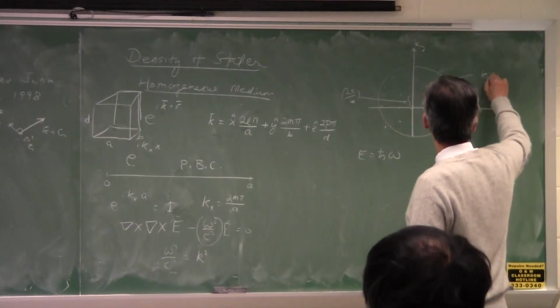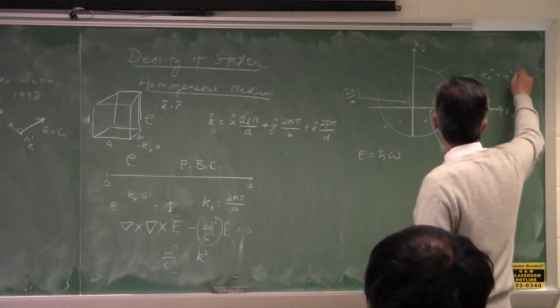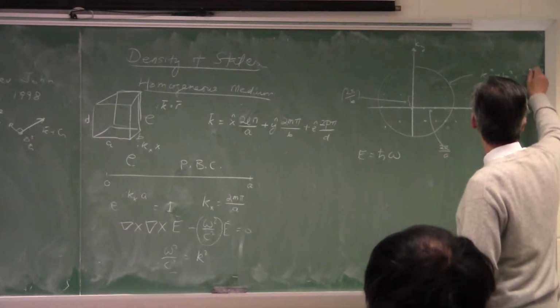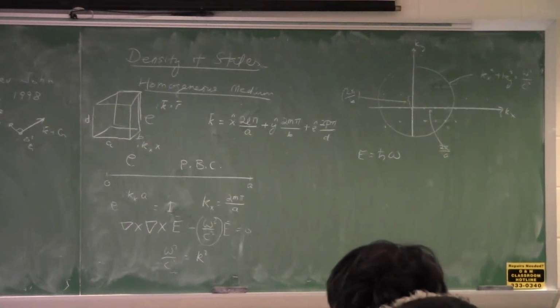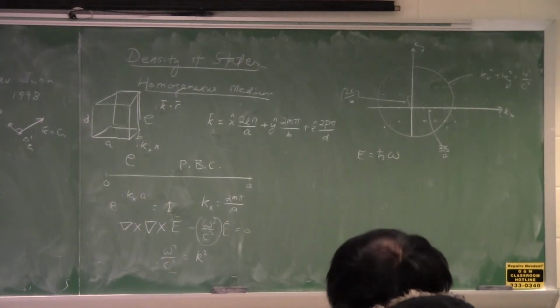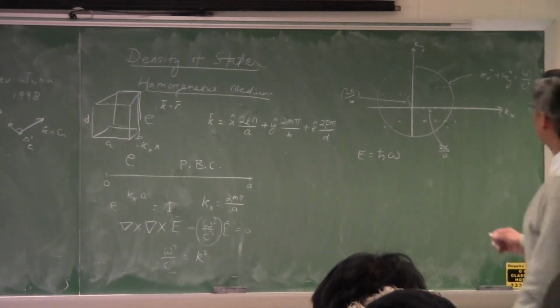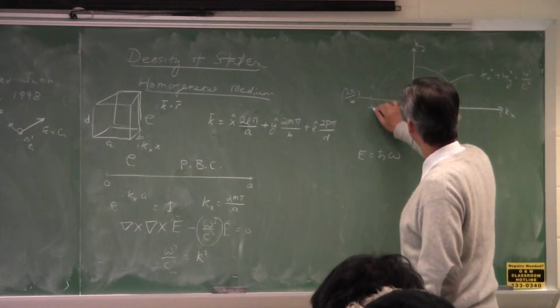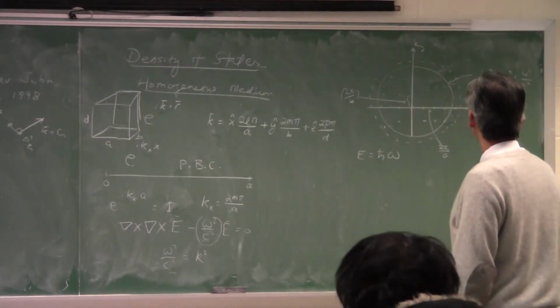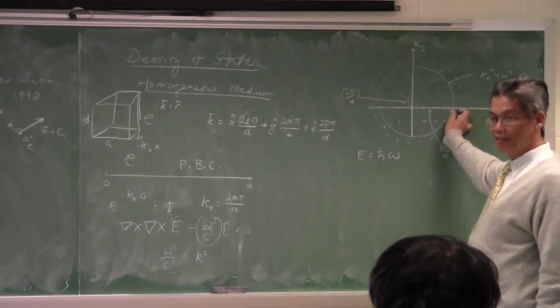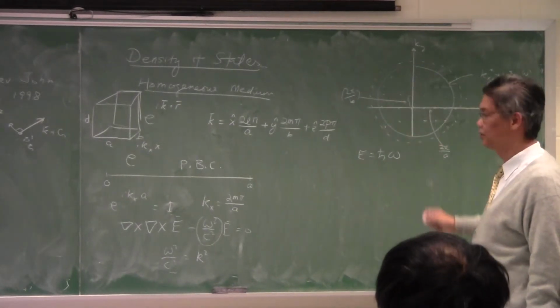In this equation, kx squared plus ky squared is equal to omega squared over c squared. If I change the energy of the system, the circle will just become larger and smaller. Then I ask myself, if I want to be looking for the solution in this interval, how many solutions are there?